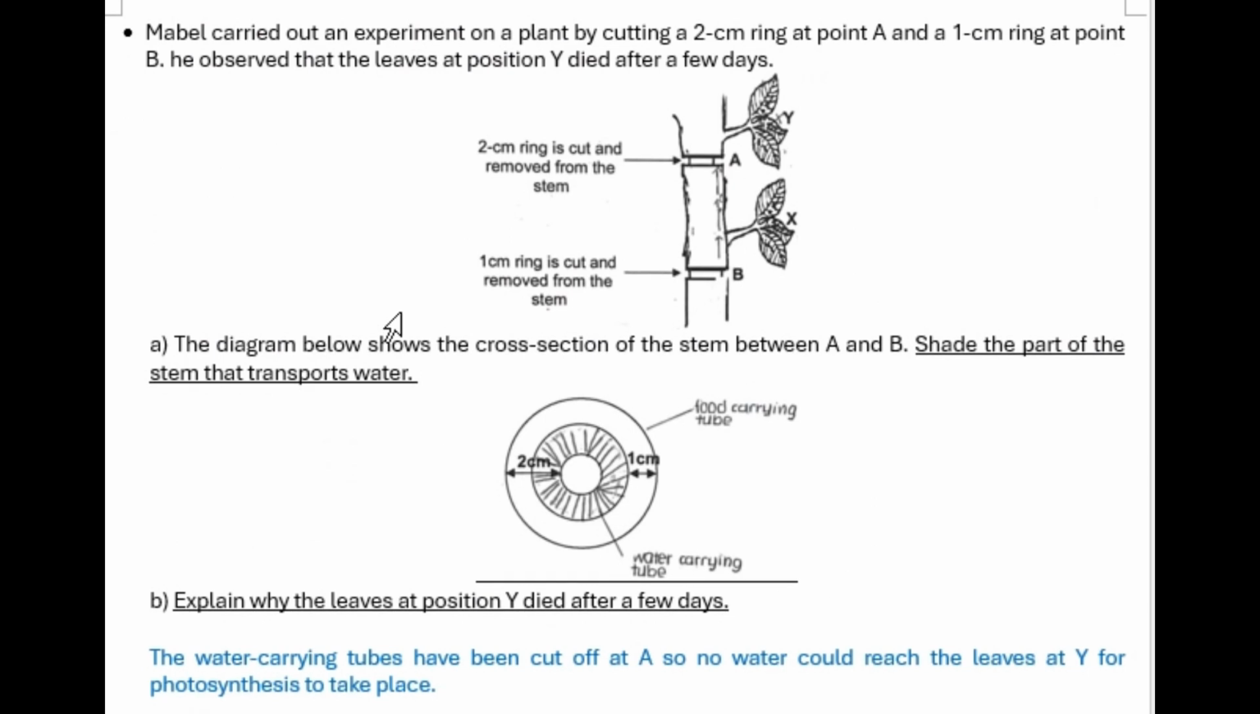Mabel carried out an experiment on a plant by cutting a 2 cm ring at point A and a 1 cm ring at point B. He observed that the leaves at position Y died after a few days. The diagram below shows the cross-section of the stem between A and B. Shade the part of the stem that transports water.